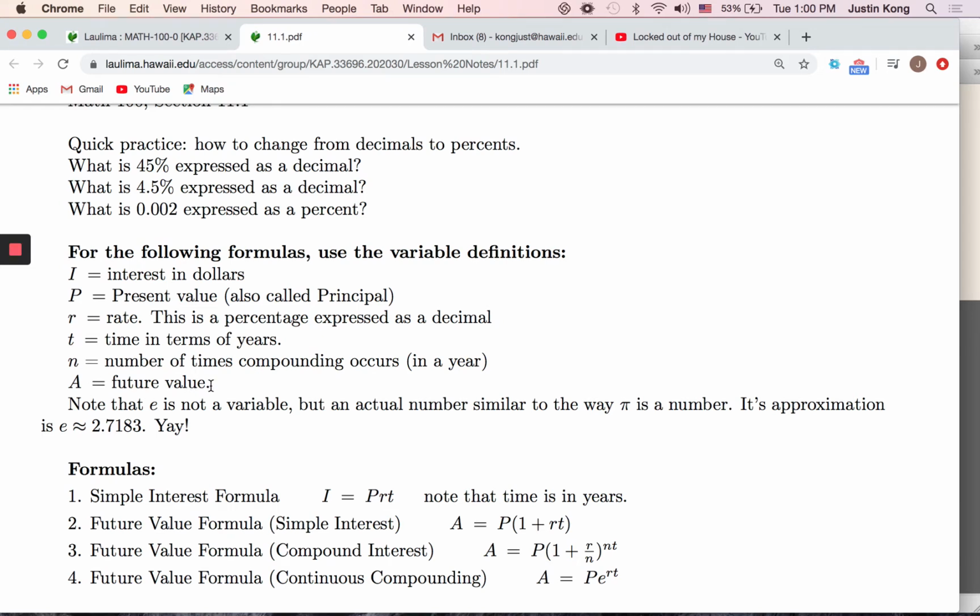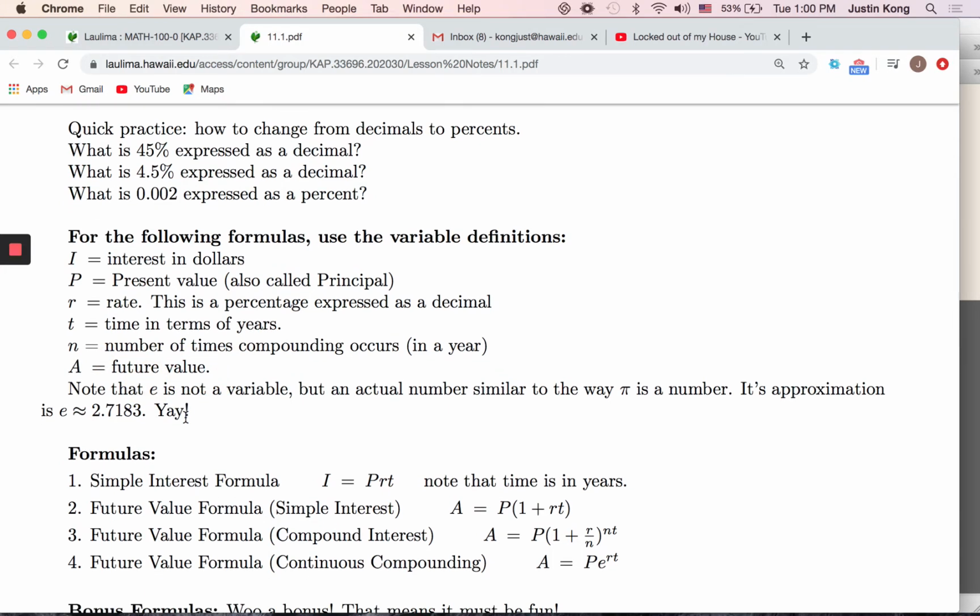All right, A is the future value. That is just the principal or the present value plus the interest added on. Now, if you're talking about compounding, then that's going to be continuously changing. You're going to have the original present value. The future value is the end result after the time period is over, with all the compounding interest included.